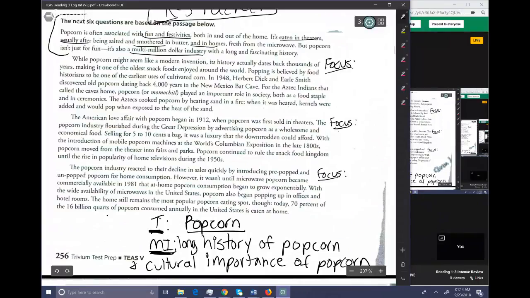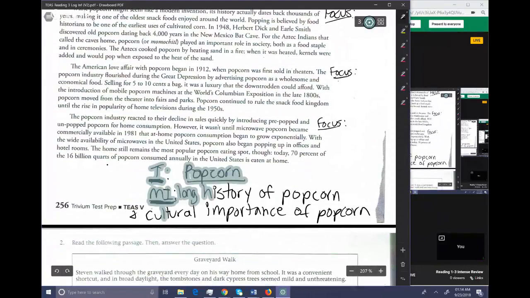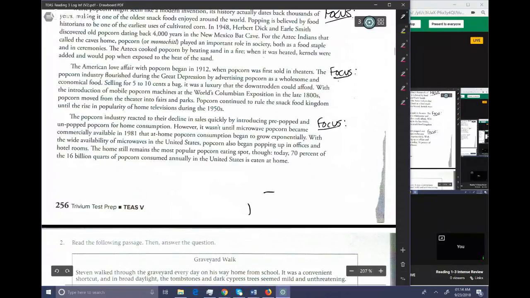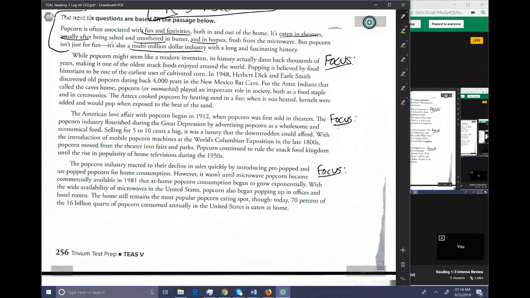Whatever you chose for your main idea, just to be very clear, doesn't matter. If you chose your main idea as history of popcorn, fine. If you chose history and importance of popcorn, that's a little bit better of a main idea, a little more on point, but you'll survive either way. If you added all the other fancy stuff, like you noticed that it's a long history or that it's of cultural importance, then that's even better. But no matter where you stood on that main idea, the fact that you stopped and thought about it at all, that is the key to the whole thing.